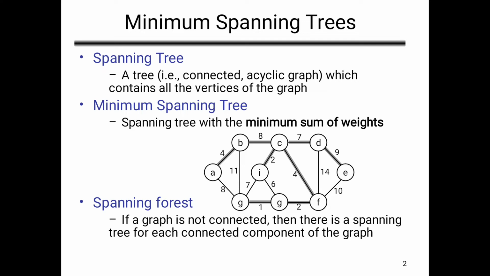So, spanning tree: a tree which contains all the vertices of the graph, and the graph should be connected. Coming to the minimum spanning tree, you are seeing on the screen: a spanning tree with minimum sum of weights. And a spanning forest: if a graph is not connected, then there is a spanning tree for each connected component of the graph.